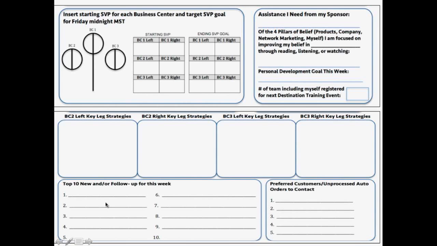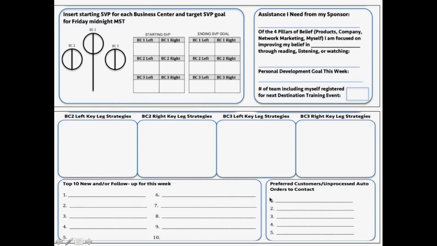And then the most important part of your weekly action plan, or I would say this is right there with that question on accountability, is the top 10 new and or follow-up people that you're going to reach out to first. So think through, who are the new people I'm going to invite to USANA this week? And who do I need to follow up with? Who's really close? Write their names right here, because that's your first 10 calls.